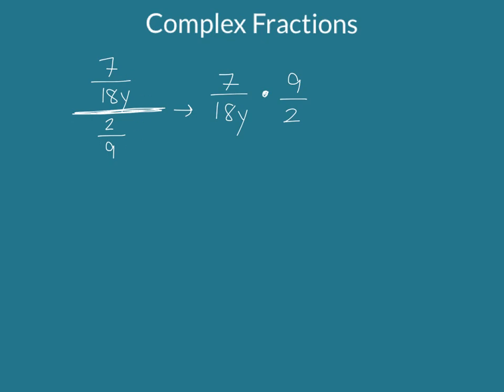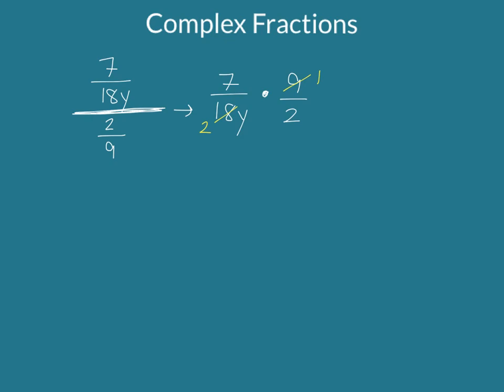So now what you can do is just multiply straight across the top and straight across the bottom. However, you can make this easier on yourself by simplifying top to bottom, even diagonally, first. So 7 and 18 have nothing that can cancel. 7 and 2 have nothing that can cancel. 9 and 18 do. We can divide both 9 and 18 by 9. And now, 1 and 2 have nothing that can cancel.